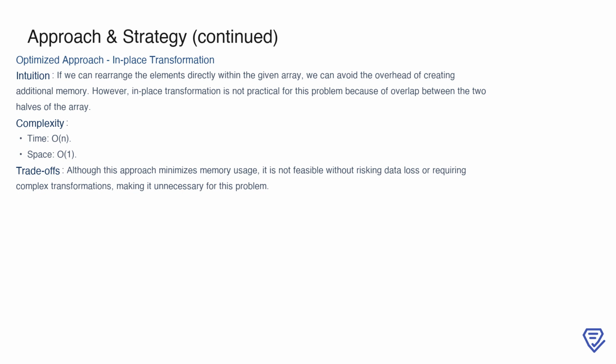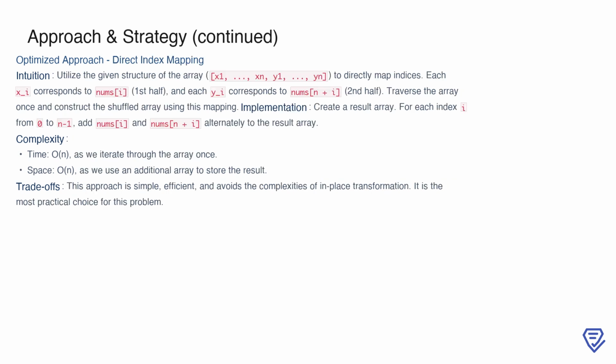However, the challenge with this approach lies in managing the overlap between the two halves of the array. Since the elements of both halves are interleaved during the shuffle, there's a risk of overwriting data or requiring complex transformations to keep track of the original values. As a result, while this approach theoretically minimizes memory usage, it is not practical for this problem. The potential for data loss and the additional complexity make it less appealing, especially when simpler and more efficient alternatives are available. Next, we arrive at a more practical and efficient solution, the direct index mapping approach.